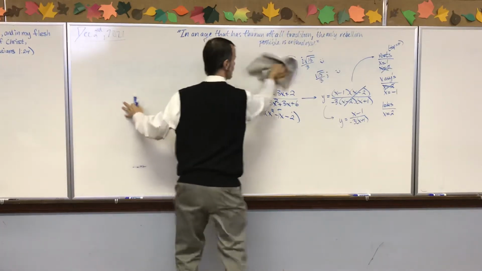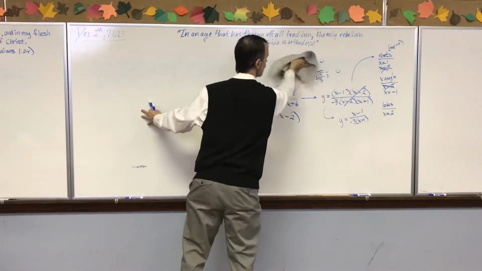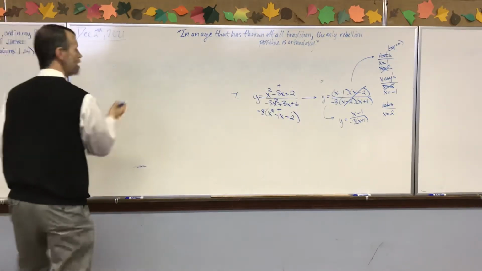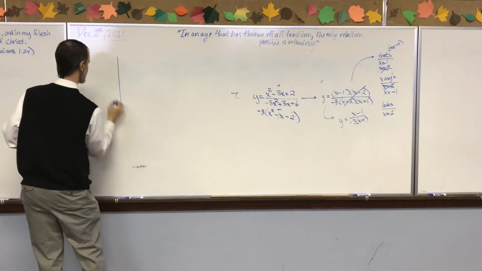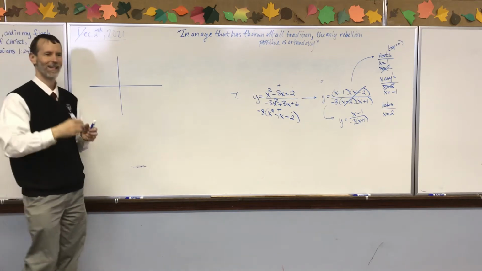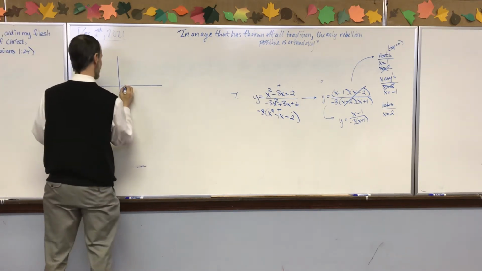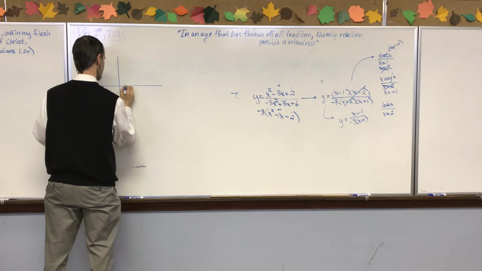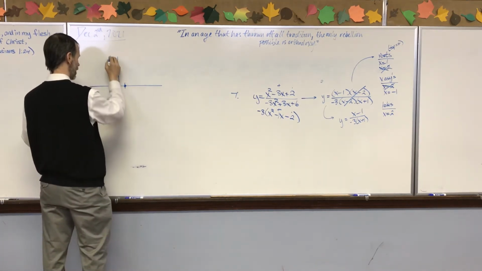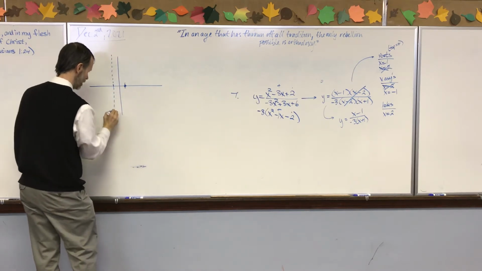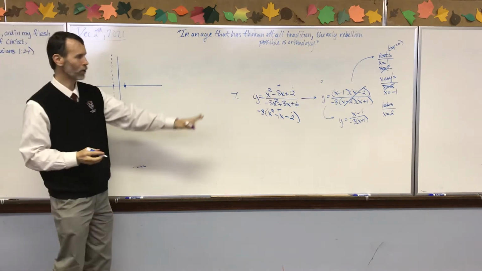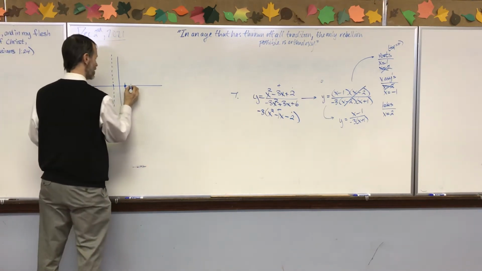Now let's start putting these things in our graph. I know we have a root at x equals 1. What's another name for root, please? X-intercept. So we have an x-intercept at x equals 1. We also have a vertical asymptote at x equals negative 1. So I know that for sure so far. We also have a hole at x equals 2. So the question is, 2 comma what?